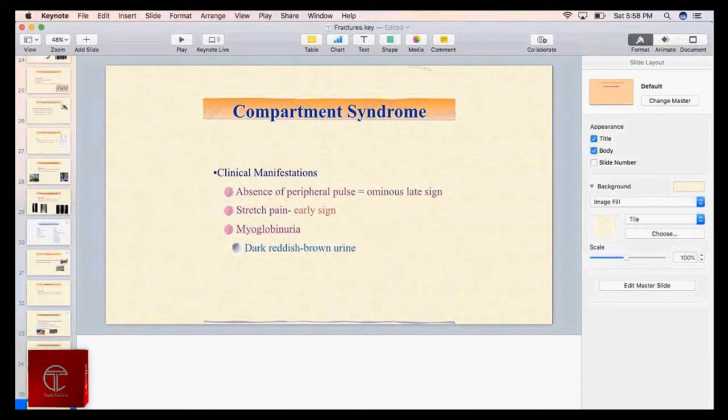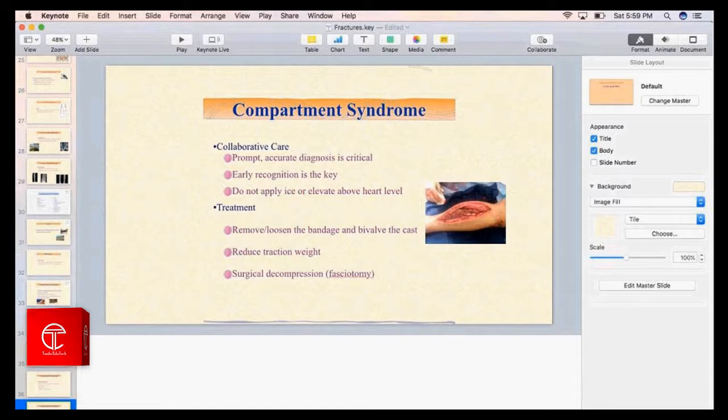So in the clinical scenario, we usually do the stretching of the muscles. For example, if you are suspecting a forearm flexor group of muscles or a volar muscle, you do the dorsiflexion of your finger or dorsiflexion of your wrist. It is for stretching the flexor group of muscle. If there is any increased pain, or if the patient is not allowing you to do the stretch, it is an early sign of compartment syndrome. So that is a stretch pain.